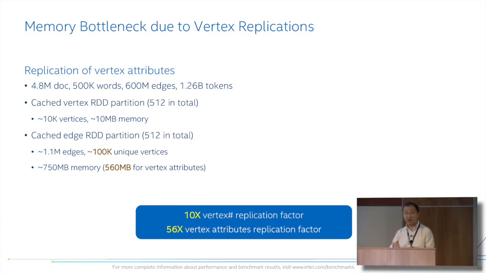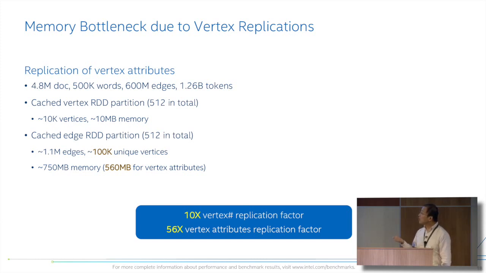A token is the appearance of a word in one document. So the Vertex RDD is cached. We have about 512 Vertex RDD partitions, and each partition has about 10K vertices and about 10 megabytes of memory. However, if you look at the edge partitions, we have 512 in total. Each partition has about 1.1 million edges and about 100K unique vertices, which are all the vertices that appear in those edges.